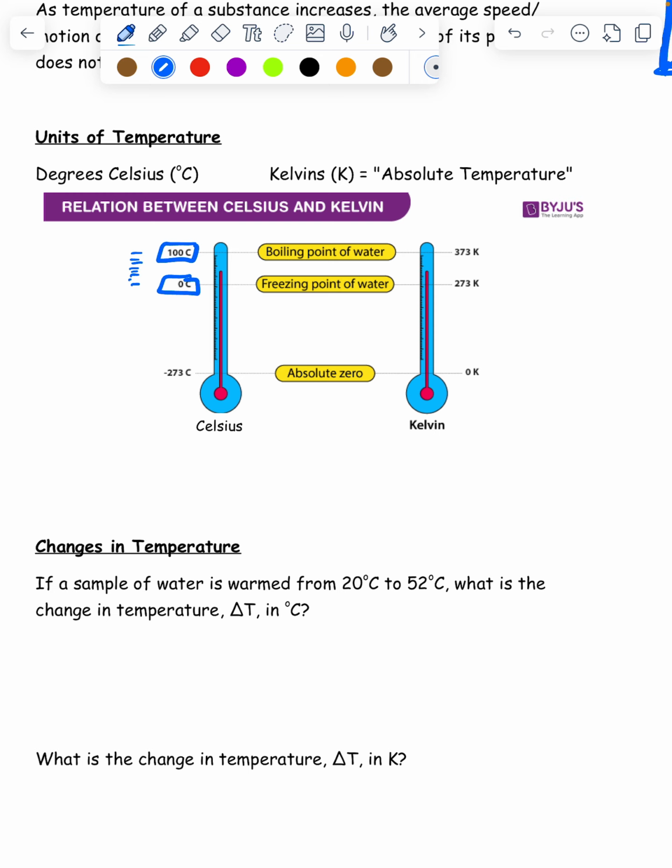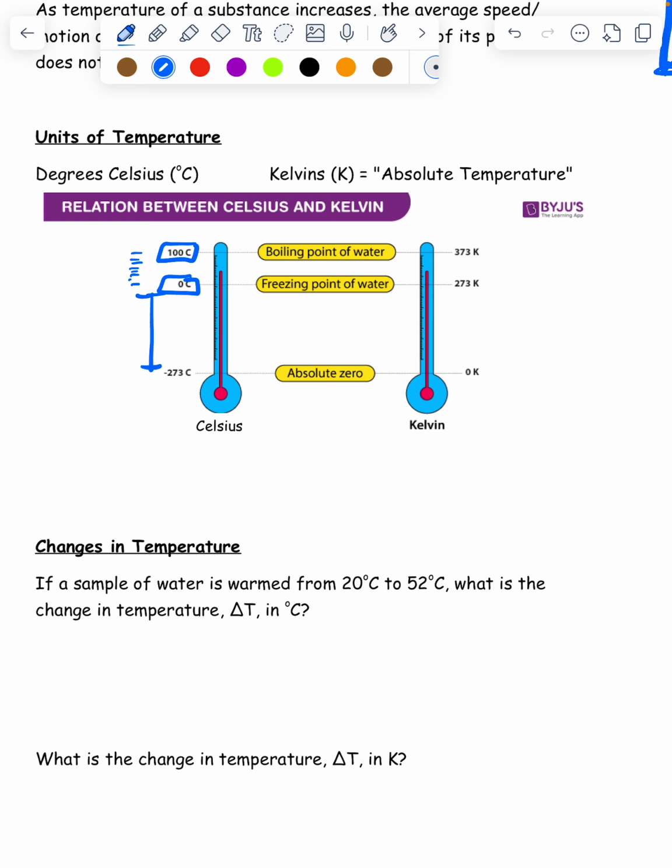So looking at the negative part of the scale is going to be problematic when we try to use temperatures in calculations. So what they did was they came up with a different temperature scale that is the same size as the degrees Celsius, but the starting point of the Kelvin scale is 0.